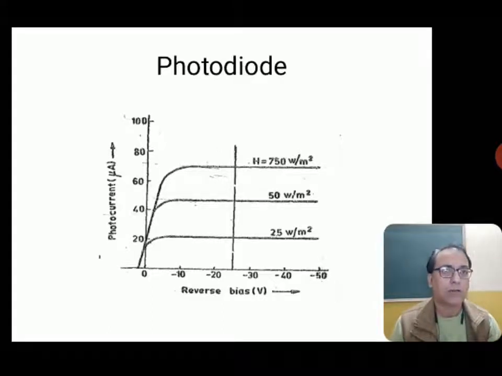The characteristic curve is shown for different irradiance: 25 watt per meter square, 50 watt per meter square, and 750 watt per meter square. For these, the photocurrent versus reverse bias voltage is shown. We can see that over a wide range it is linear, and after some time it becomes saturated at a certain value.